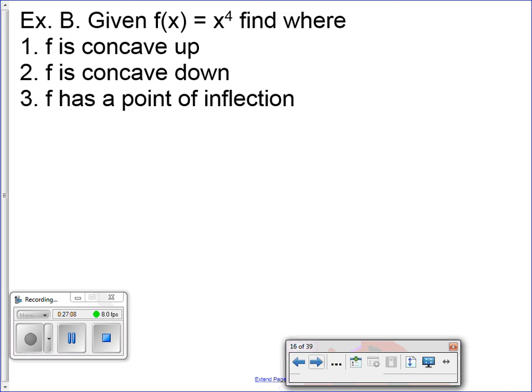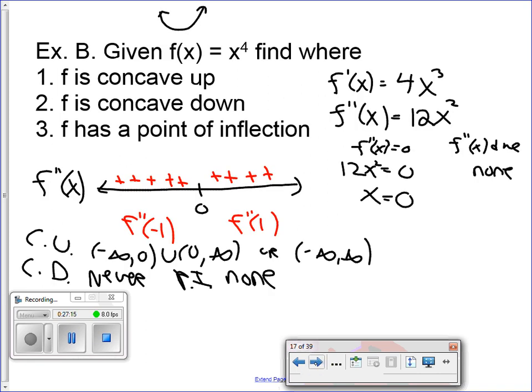Anyone get any critical values for this one? 0. And this is a weird one, because the second derivative is 12x squared, which is always positive. So what does it mean about the function? It's always concave up. This is one happy function.